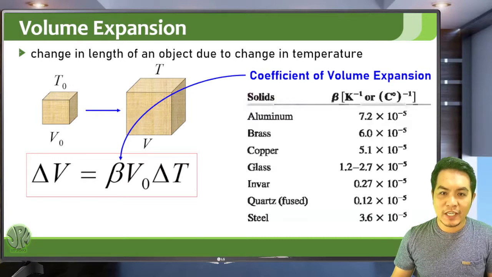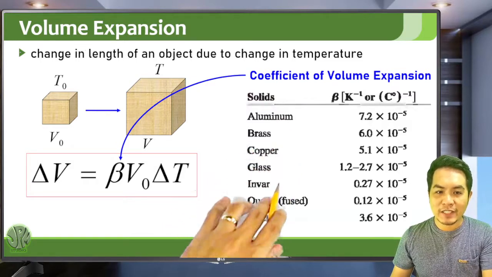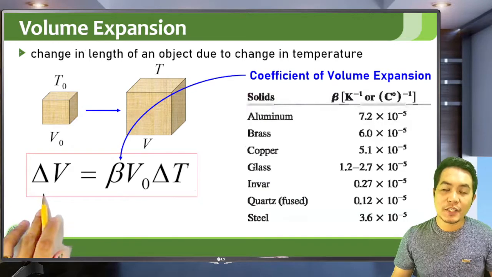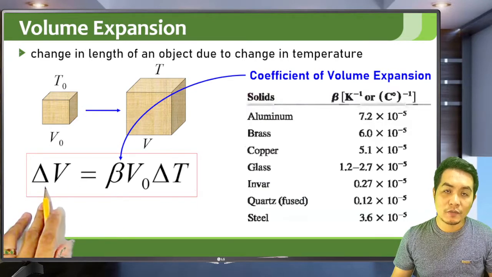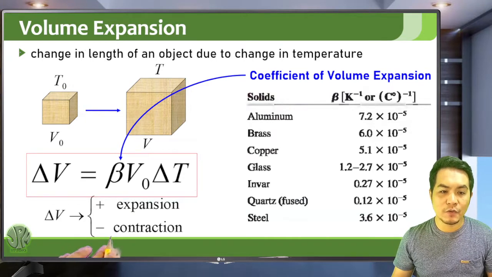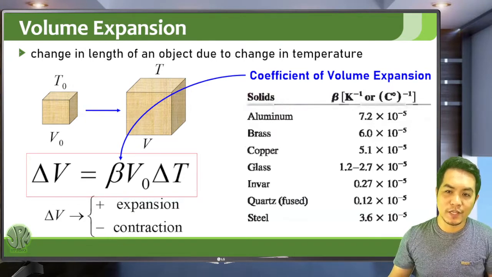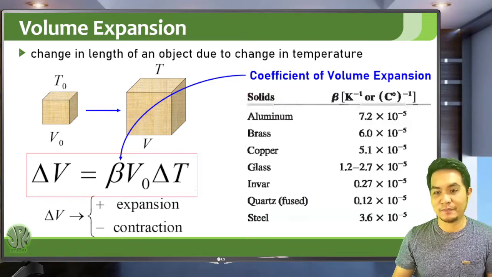Different materials have different coefficients of expansion. Similar to linear expansion, the larger the beta, the larger the change in volume, since these two quantities are directly proportional. A positive change in volume means expansion, a negative change in volume means contraction. So it's volume contraction, the negative expansion.